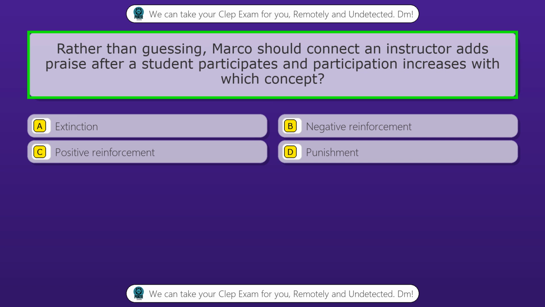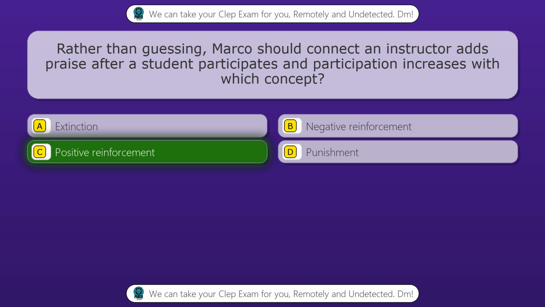Question 2. Rather than guessing, Marco should connect an instructor adds praise after a student participates and participation increases with which concept? Option A, extinction. Option B, negative reinforcement. Option C, positive reinforcement. Option D, punishment. The correct answer is option C, positive reinforcement.